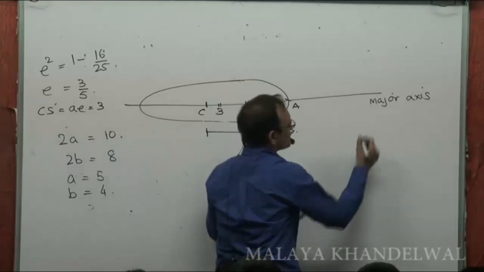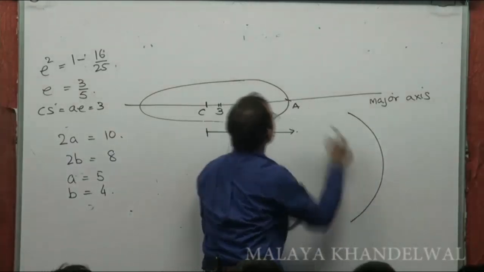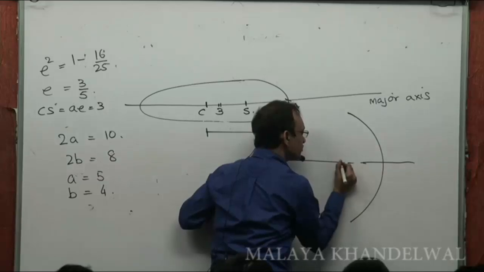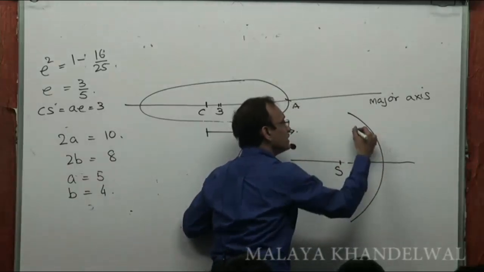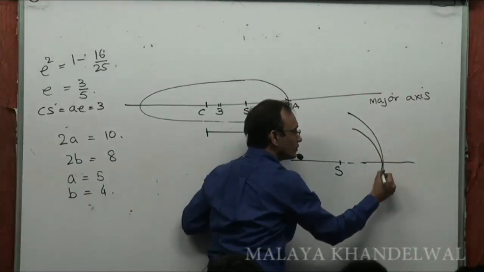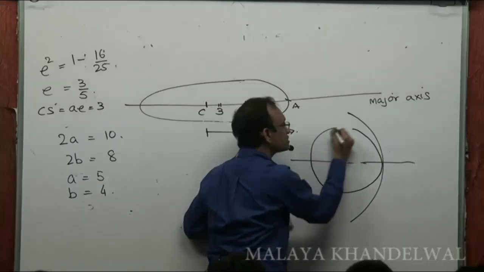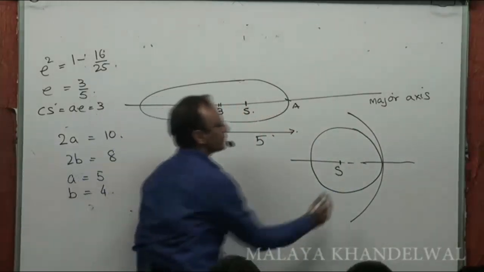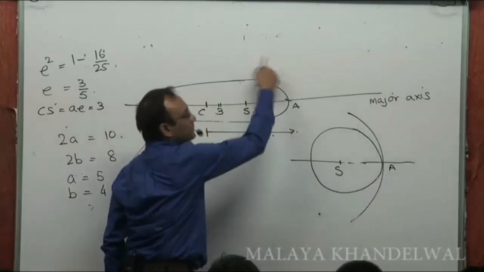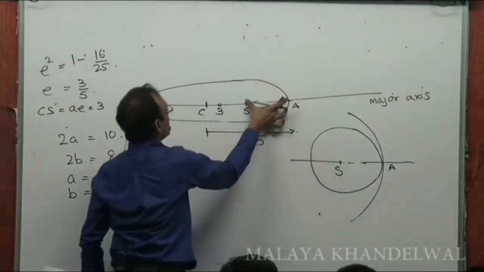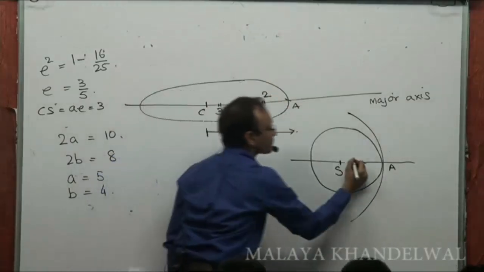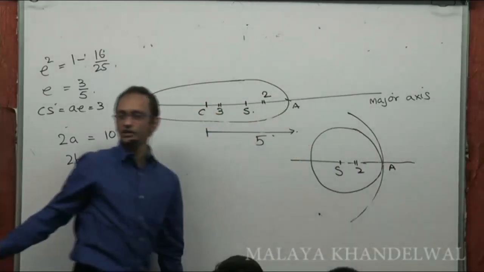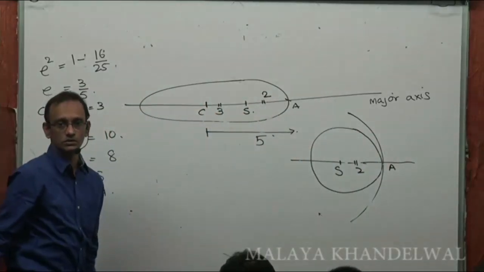Now, obviously, I'll just draw an extended view of this part. This would be the focus S. This would be the formation of the other circle. This is this part of the ellipse. And SA, as you can see, is 2 units. So the radius of the circle is 2 units.